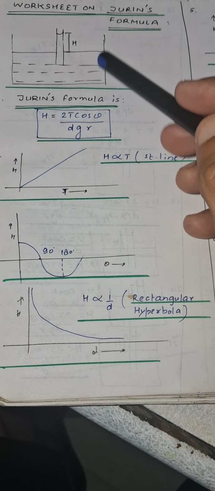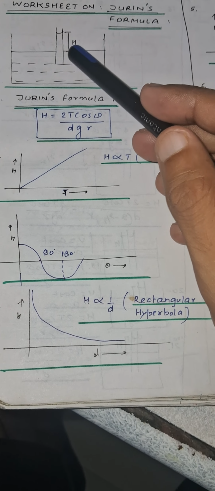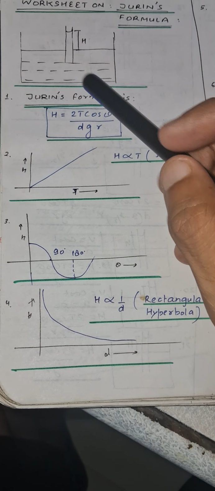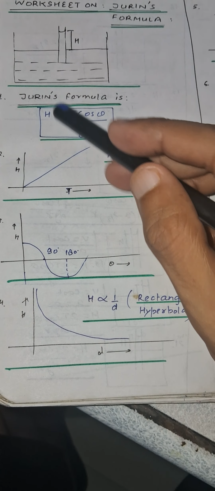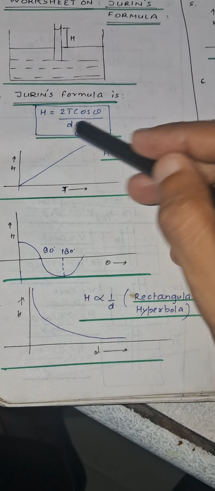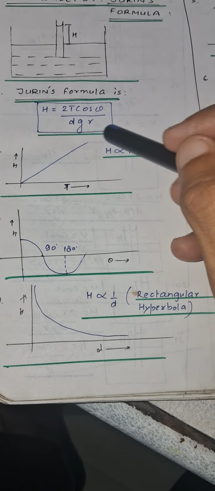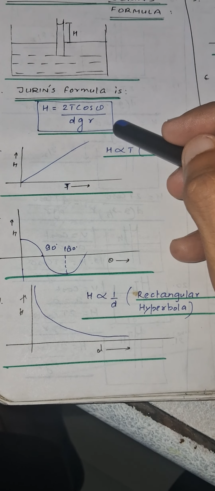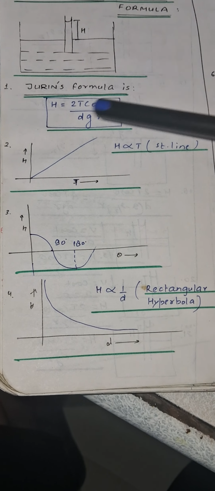So here we have a container and a liquid is filled in it, and the liquid rises through a height h. So the first question is, Jurin's formula is h equals 2T cos theta by dgr, where T is the surface tension, theta is the angle of contact, d is the density, g is acceleration due to gravity, and r is the radius of the tube.